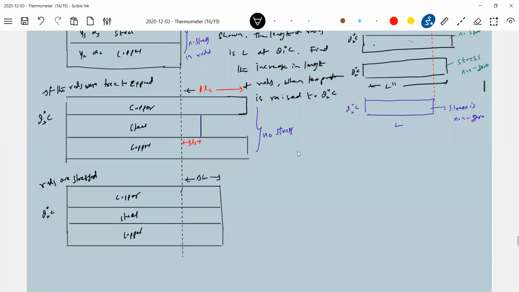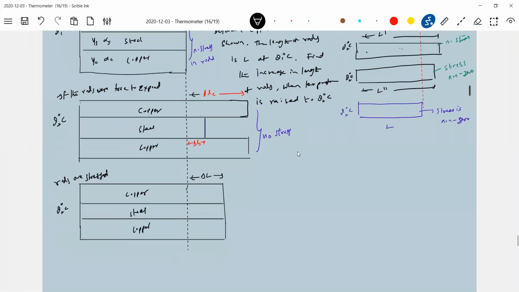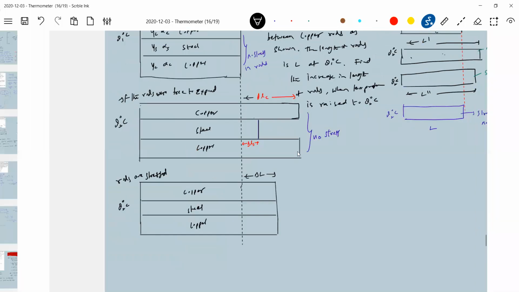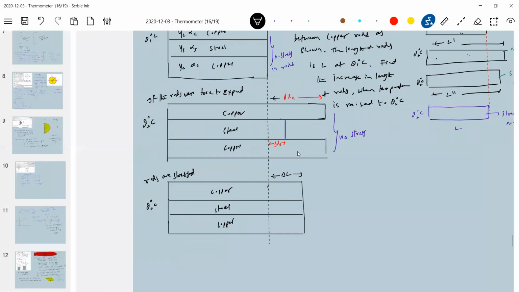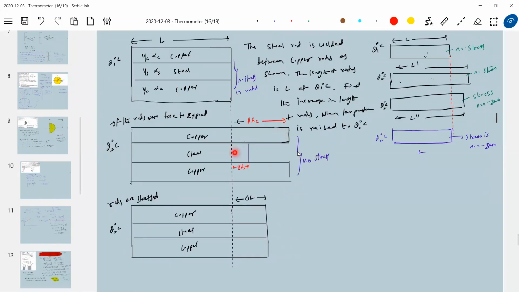The second diagram would have been, but the second diagram is not possible. The reason for that: the copper wants to expand more, the steel will oppose. The steel wants to expand only till here, but copper will pull it. So now what is the state of steel? Steel wants to have this length, but the copper is not permitting. The copper wants to have this length, the steel is not permitting.